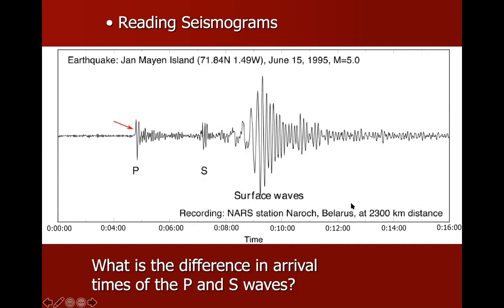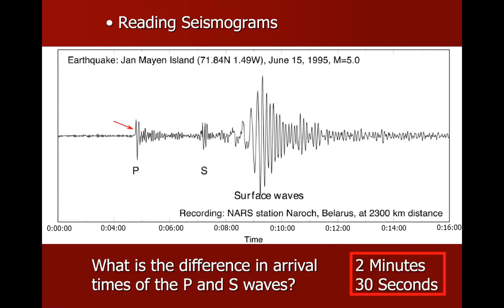We're going to use this example in one of the next videos because we'll go through and use this seismogram as an example of how to locate how far away the epicenter distance was.